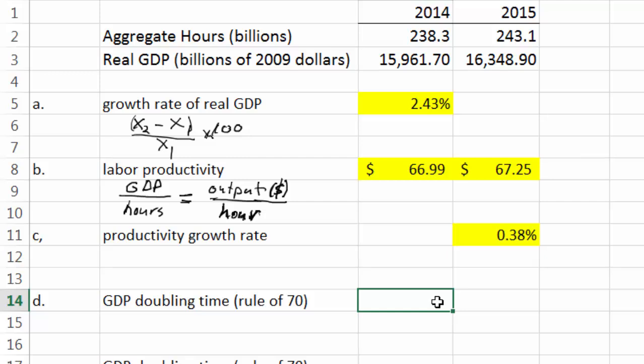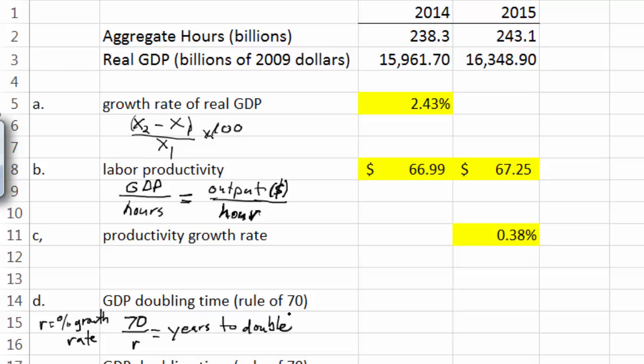Okay, moving right along. Now let's think about how long would it take for GDP to double using a rule of 70 concept at the actual rate that we just calculated, which was 2.43%. So let me refresh our memory on how the rule of 70 works. You'll recall that the rule of 70 says 70 divided by R, where R is the percent growth rate, 70 divided by R equals years to double for whatever growth process we're observing here.